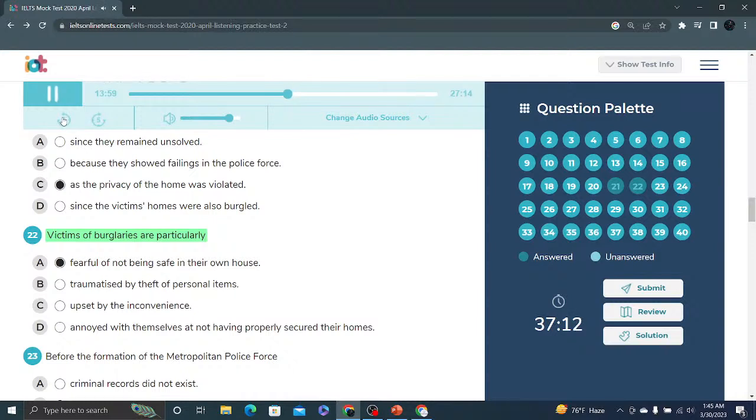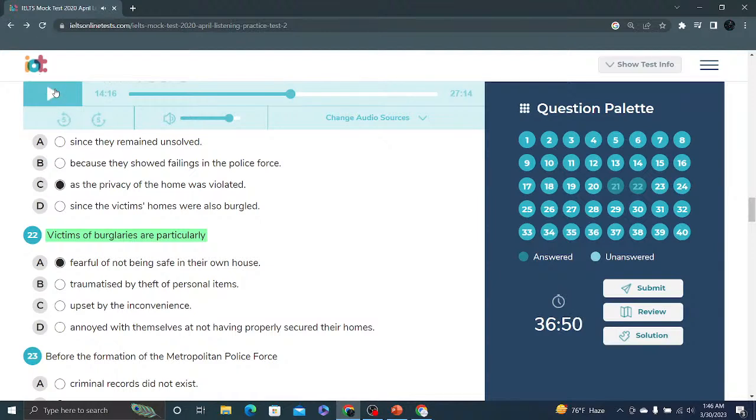That's also why burglaries too have such a profound effect on their victims. It's often not the loss of valuables or possessions or even the inconvenience that upsets a victim most, but the fact that their conviction of being safe in their own home.